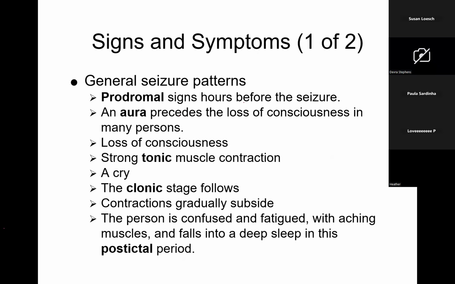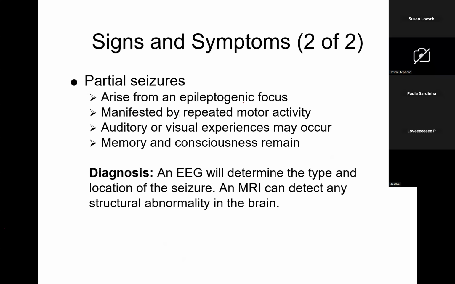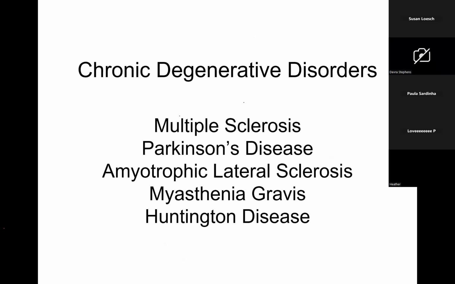Prodrome signs are what we see before the seizure occurs. The aura, I talked about that, right? This is like the lip smacking, the smell, the vision, right before something happens. Loss of consciousness, the person falls to the floor. You can have partial seizures. This is going to happen just in part of the brain. Again, that EEG can help us determine that. We don't care about treatment.